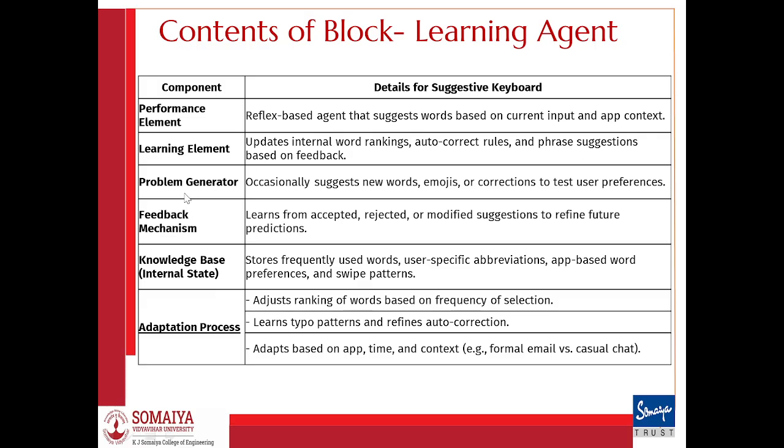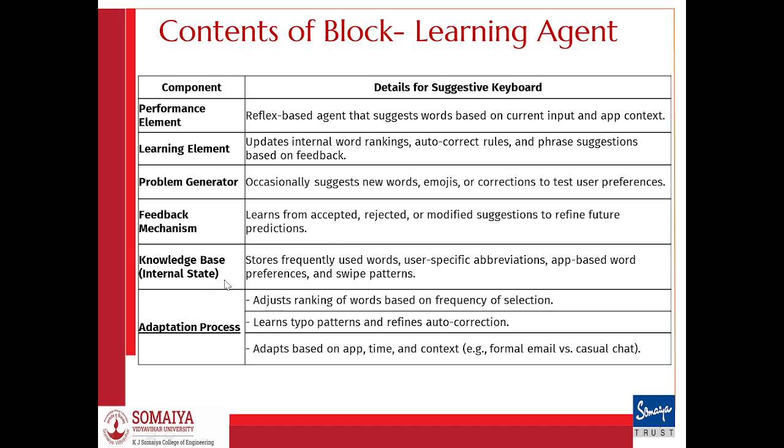The problem generator is going to generate a problem that does not exist as of now, suggesting some scenarios and outputs, and based on how well they were received or not, it can again modify the learning element, and the performance element can be modified further. In this case, the problem generator can suggest new words, emojis, or corrections to test user preferences, and so on. The feedback could be received from how many words are accepted, how many are rejected, or how many suggestions were modified and accepted, and so on. From there, whether the agent is doing well or not can be computed.